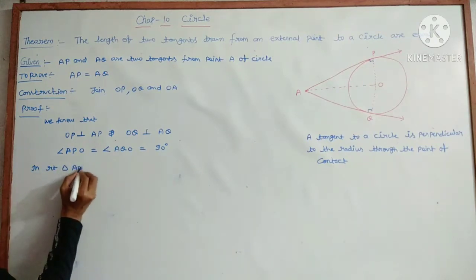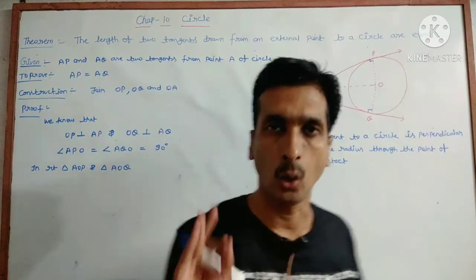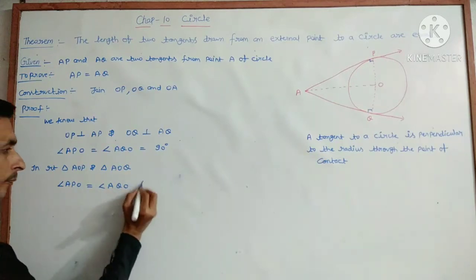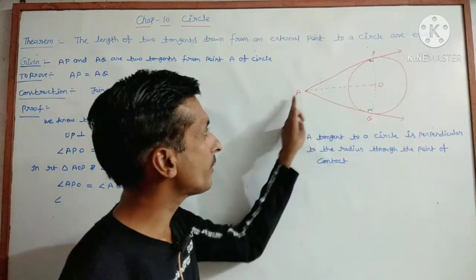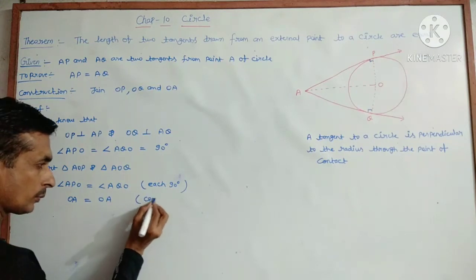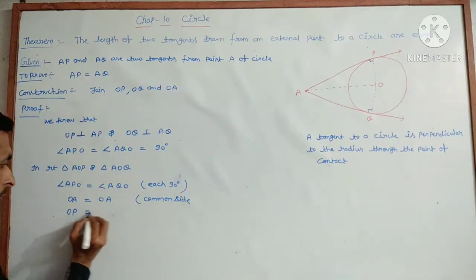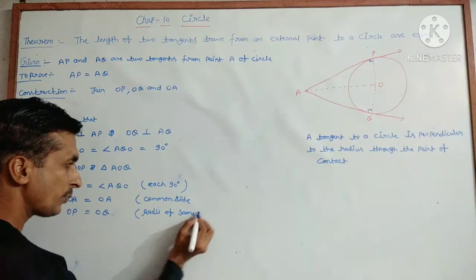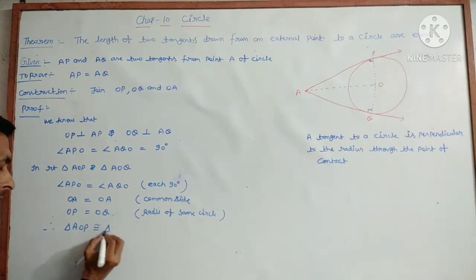In right triangle AOP and triangle AOQ, there are two triangles and we have to prove them congruent. So you can see here angle APO equal to angle AQO, each 90 degrees, or you can write above proved. The side opposite the 90 degree angle is always the hypotenuse. So OA equal to OA, common side, and the last one OP equal to OQ, radii of the same circle.